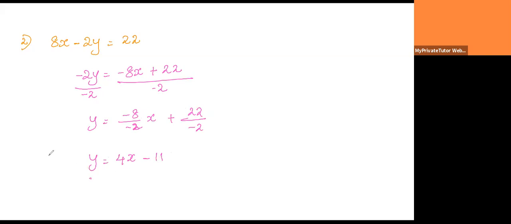So this is the slope-intercept form. If they ask you to convert the standard form into slope-intercept form, you just need to do this: isolate y. Then they might ask you what the slope and y-intercept are, and you can easily see now. Slope is represented by m, so the slope, or gradient, is 4, and c, which is the y-intercept, is minus 11. That is how we convert the standard form into slope-intercept form. Please let me know, guys, if you have any questions.